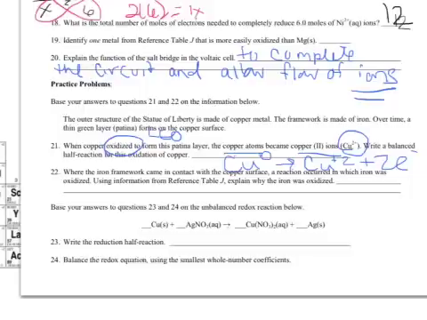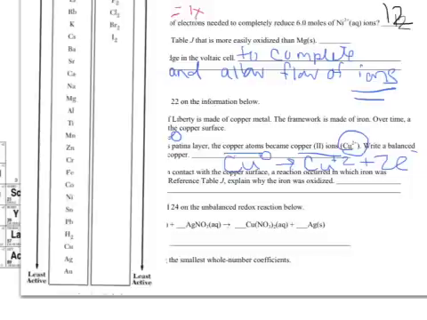So before we get any further, let's pull that reference table up again. Here we're asked to explain using Reference Table J why when iron is placed in contact with copper, it is oxidized. So on Reference Table J, I see that iron is located above copper. Remember, Reference Table J lists activity, and both iron and copper are metals.